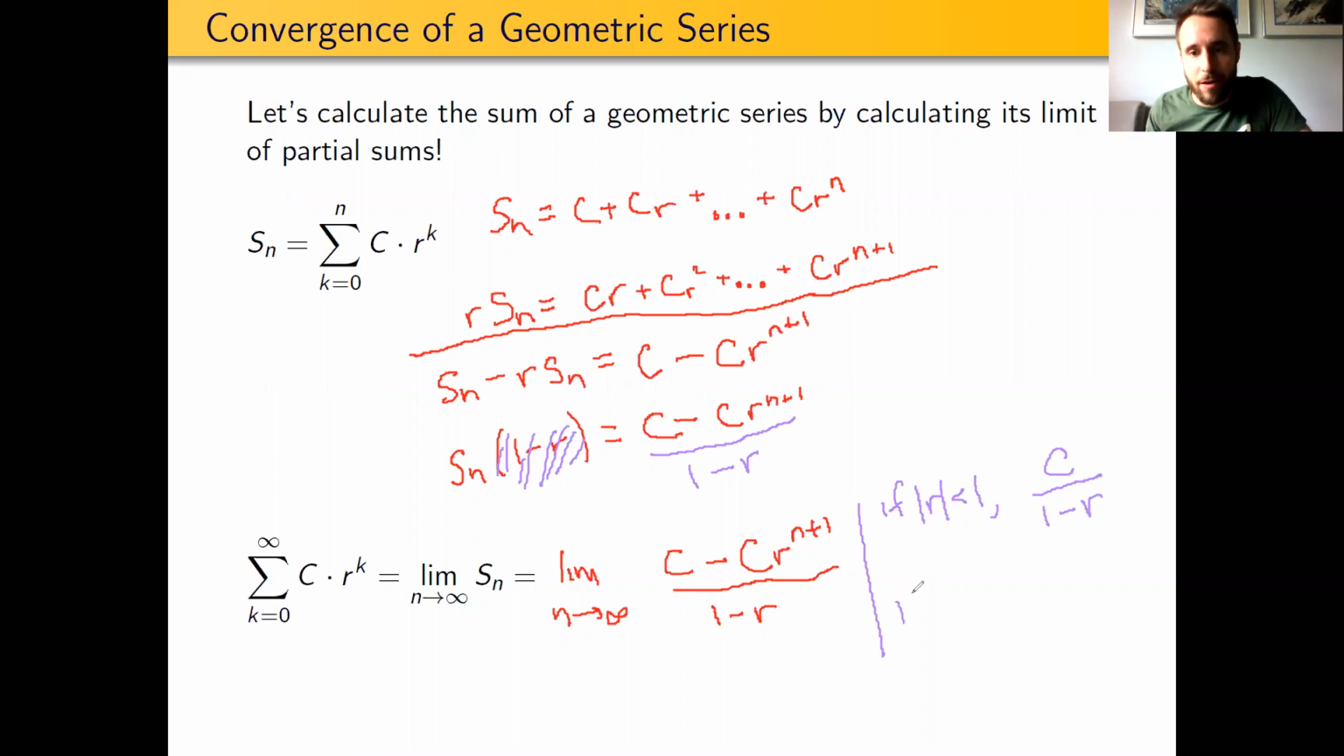However, if r is bigger than 1, right? So if our geometric series has a common ratio that's bigger than 1, that means that each subsequent term is getting bigger. That means that this particular piece right here is getting larger and larger and larger. And that means that this whole thing will diverge. And so now we have a nice formula to say what our geometric series converges to, assuming that the common ratio r is less than 1.